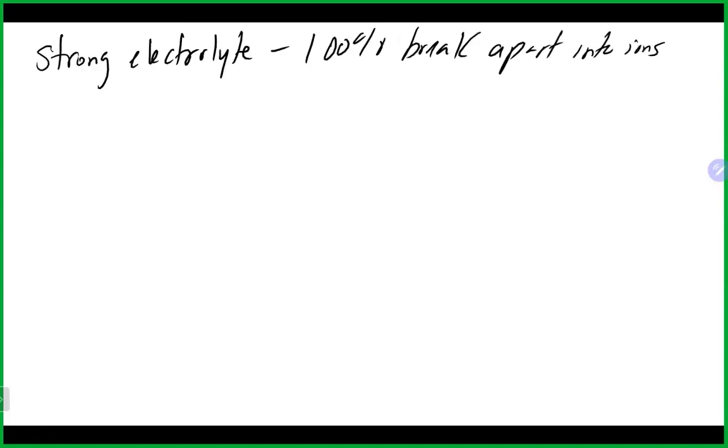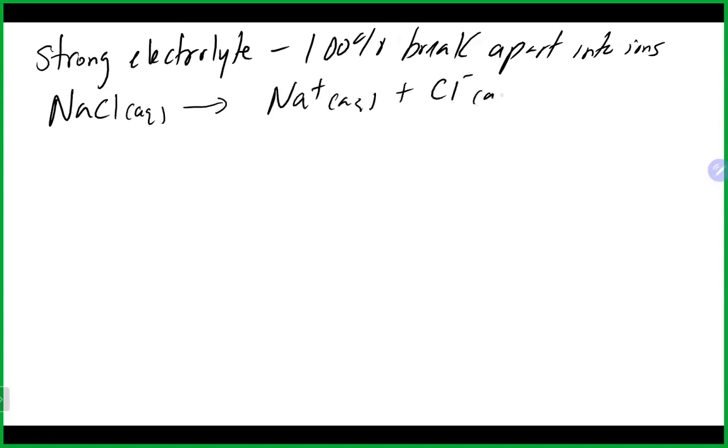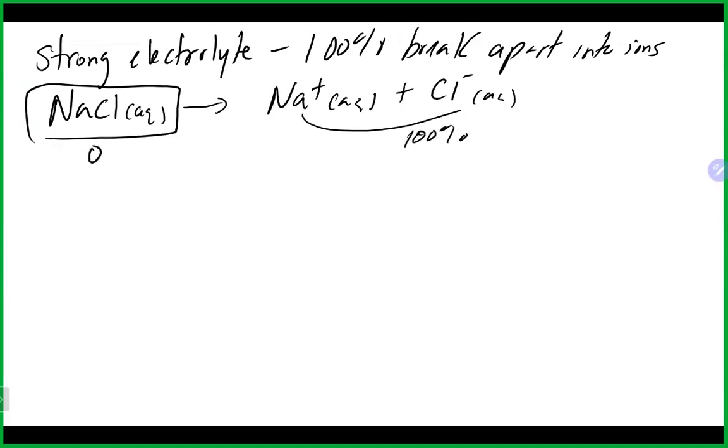is something that will 100% break apart into ions, which means you have none of the whole unit still together. So if you took sodium chloride and dissolved it in water, in that sodium chloride solution you will have 100% sodium ions and chloride ions floating around. You will have none of those sodium chloride units still together in that actual solution.